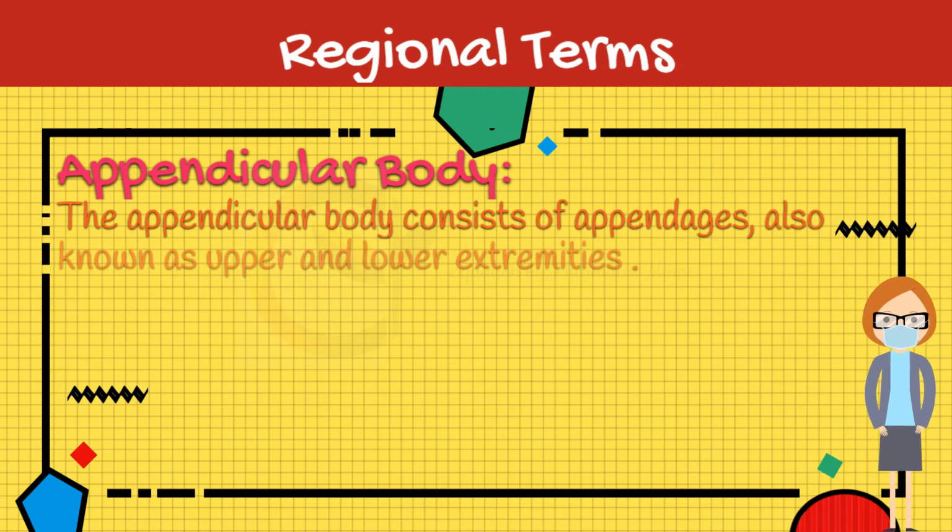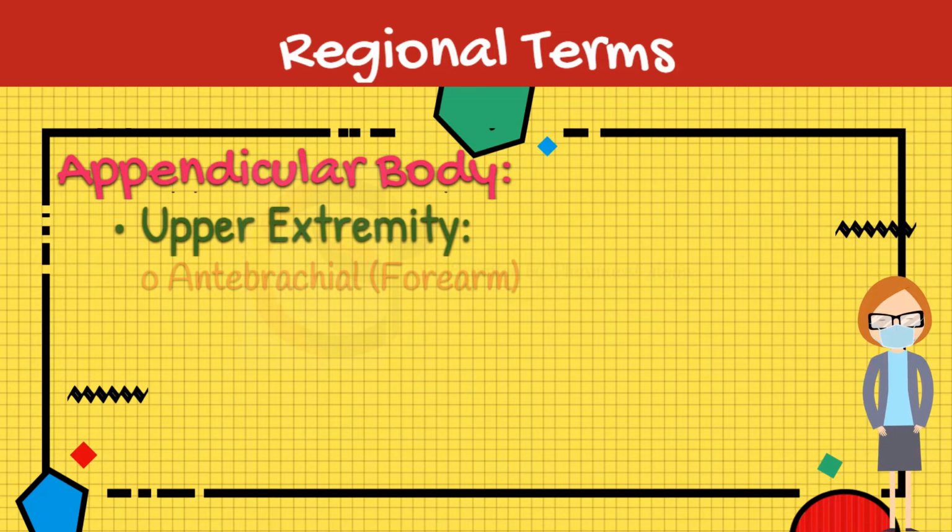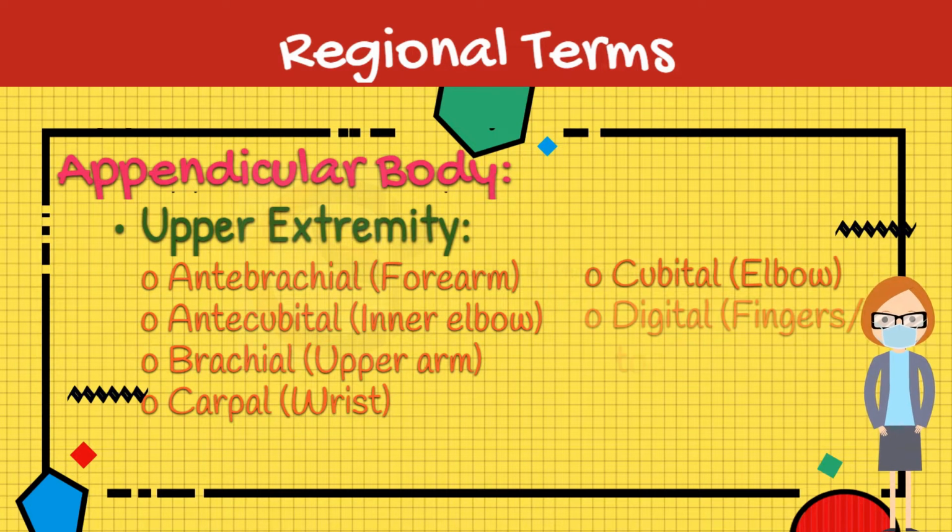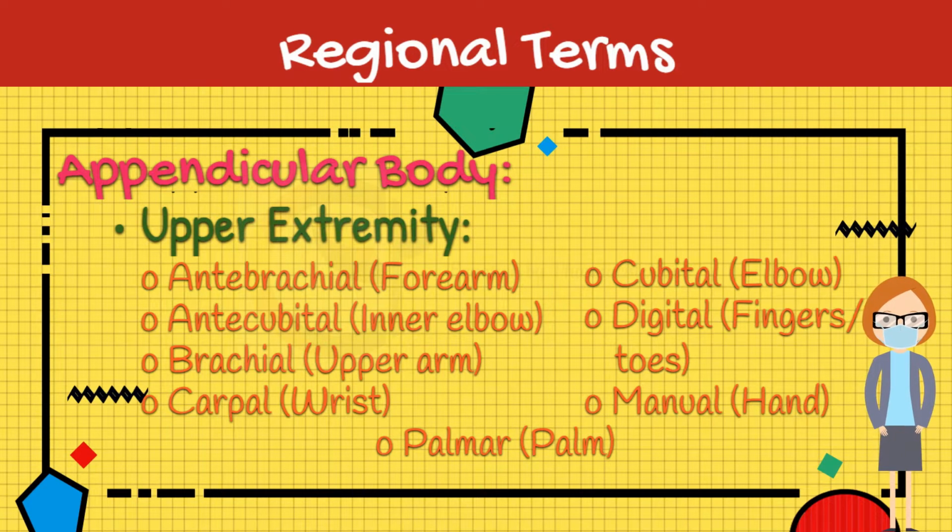The appendicular body consists of appendages, also known as upper and lower extremities, which you call arms and legs. The main regions of the appendicular body include upper extremity. It contains antebrachial, refers to forearm; antecubital, refers to inner elbow; brachial, refers to upper arm; carpal, refers to wrist; cubital, refers to elbow; digital, refers to fingers or toes; manual, refers to hand; and palmar, refers to palm.